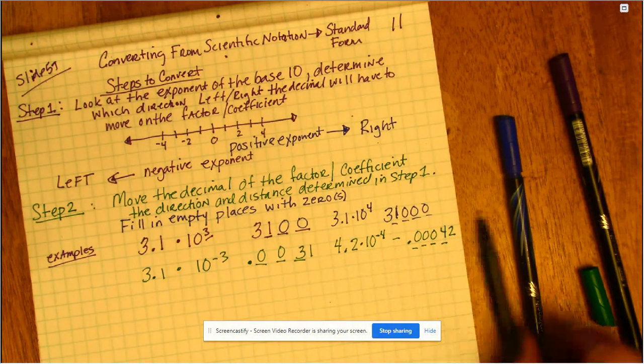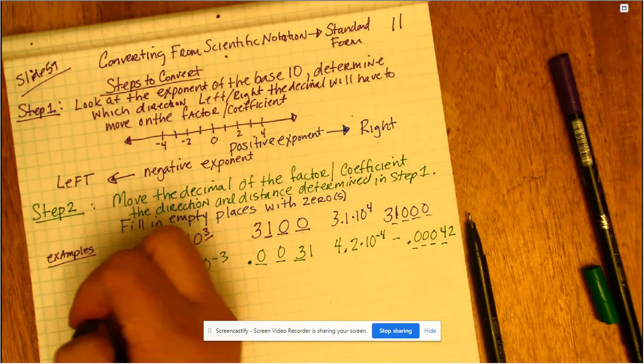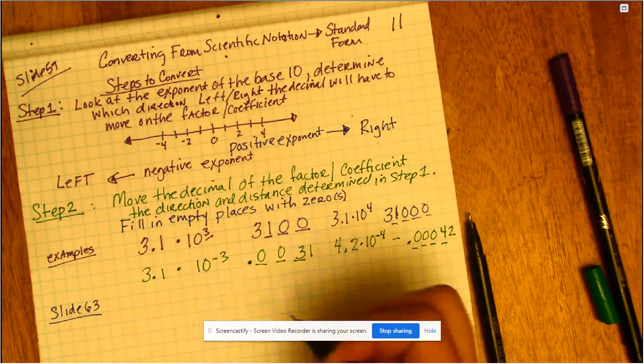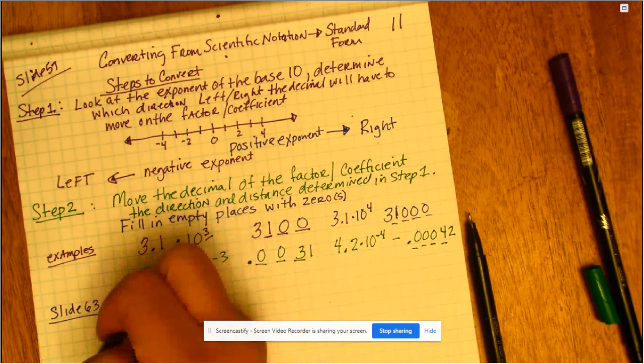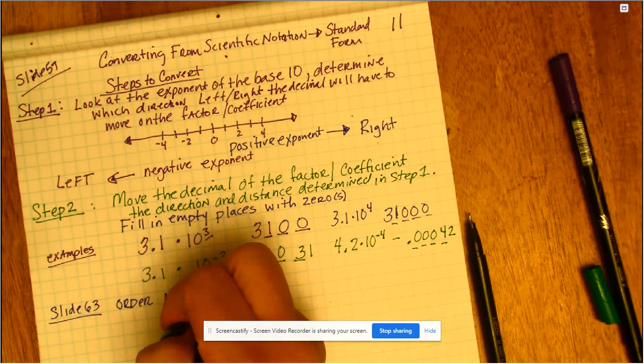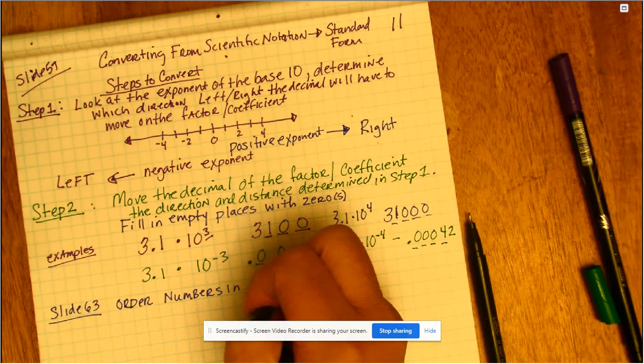Now let's talk about ordering exponents. So this is going to be on slide 63 in your digital math interactive notebook. So how do we order numbers in scientific notation?